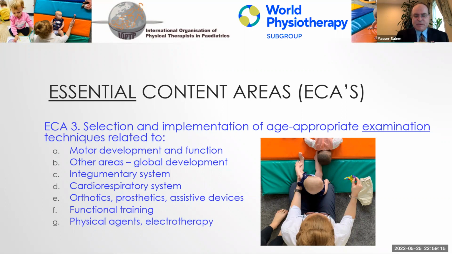So selection is part; the other part is that I should be able to implement and perform those tests. What's also important is to be able to interpret the results of the test. So if I'm doing a testing at the end, I should be able to come up with an interpretation of the result of the test so I can have a good picture of the child. Next slide, please.